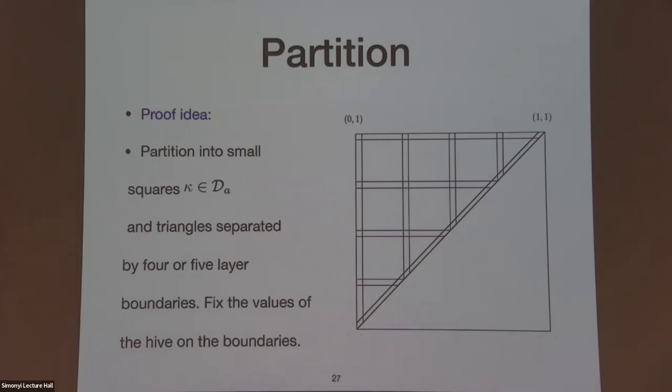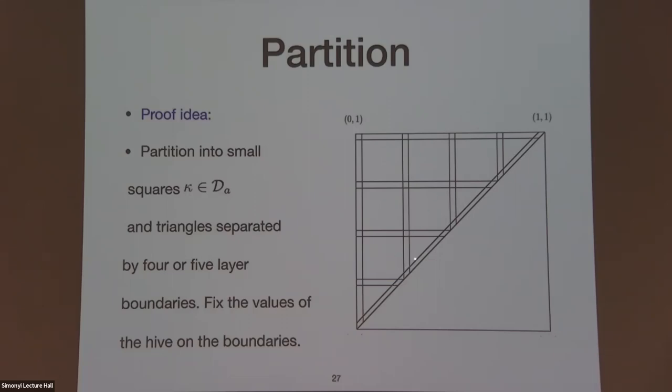So now I'll come to one of the main ideas in proving these upper and lower bounds for the large deviation principle. Suppose you want to prove an upper bound. You're going to be looking at random hives. Some of these boundaries are much more likely. We're going to restrict the hive to the boundaries of these dyadic cubes. There are actually 4 or 5 layer boundaries. And then we're going to ask, if I knew the values on these 4 or 5 layer boundaries, what is the measure of all points that extend this to the interior of the hive?